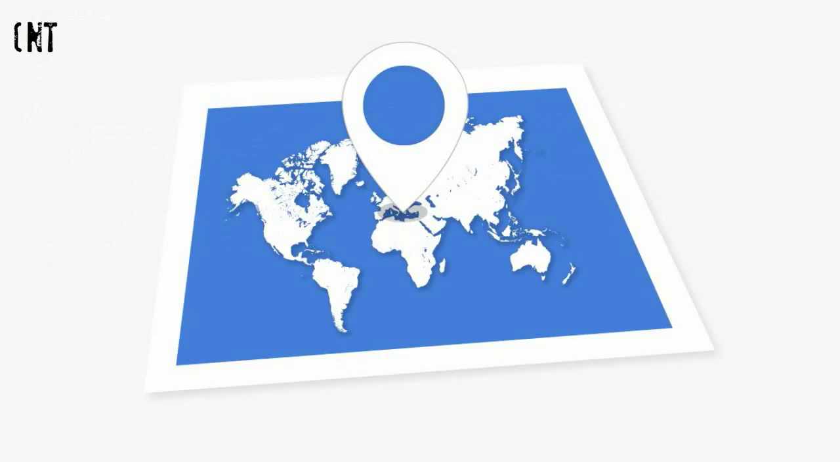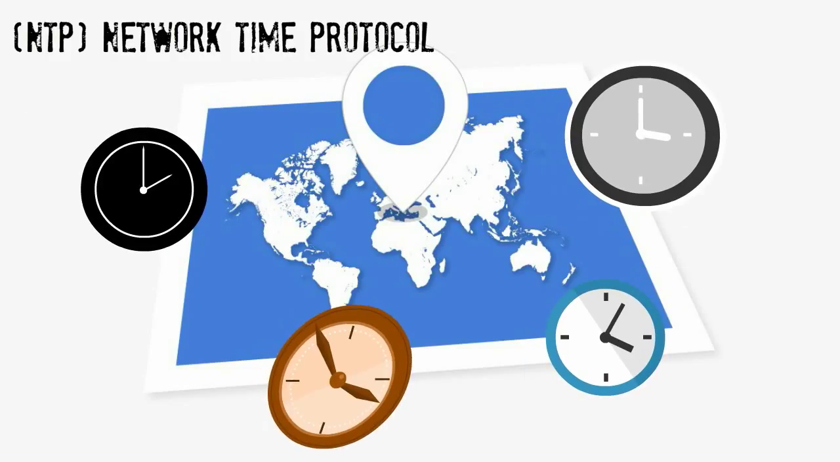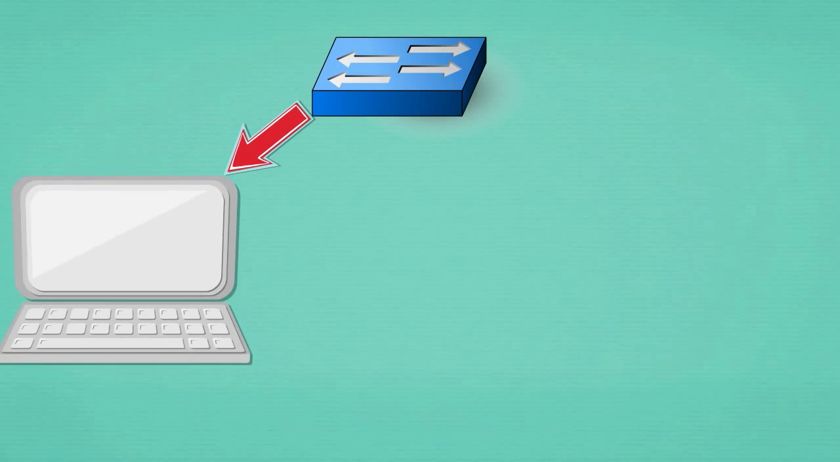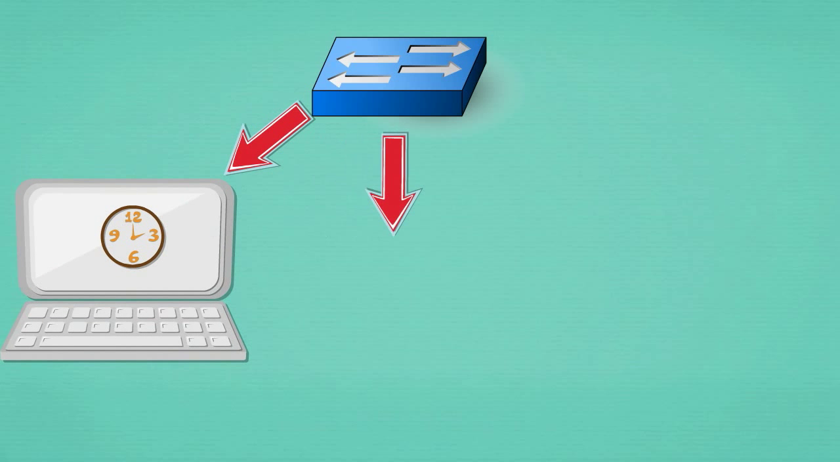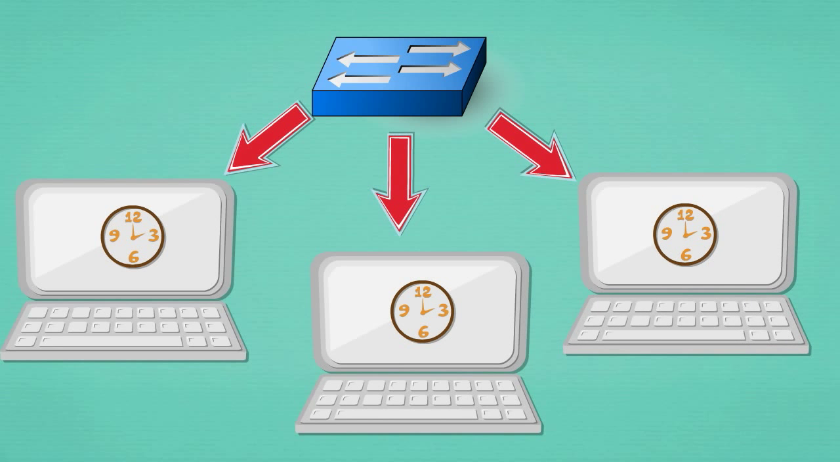And finally, we have the Network Time Protocol, which is a very useful protocol that synchronizes the clocks of computers over the same switch network so that we have correct timestamps to accurately track network events such as security violations.